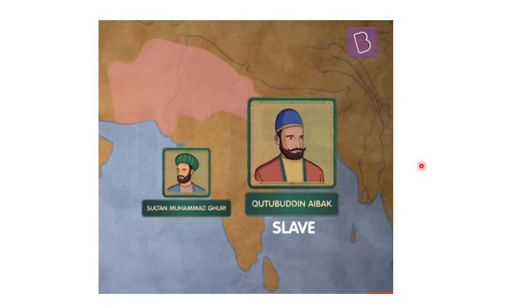So you can see Muhammad Ghori, after defeating Prithviraj Chauhan, occupied the entire northwest part of India, and then he went back to Afghanistan leaving his slave called Qutubuddin Aibak, who looked after these territories, and from him onwards we see the starting of the slave dynasty.